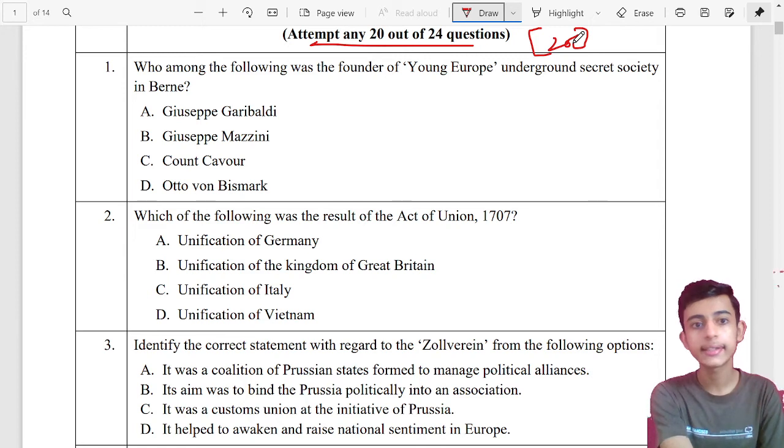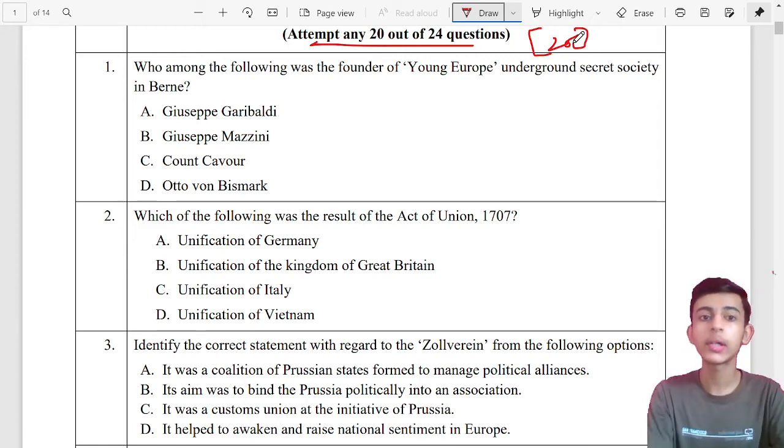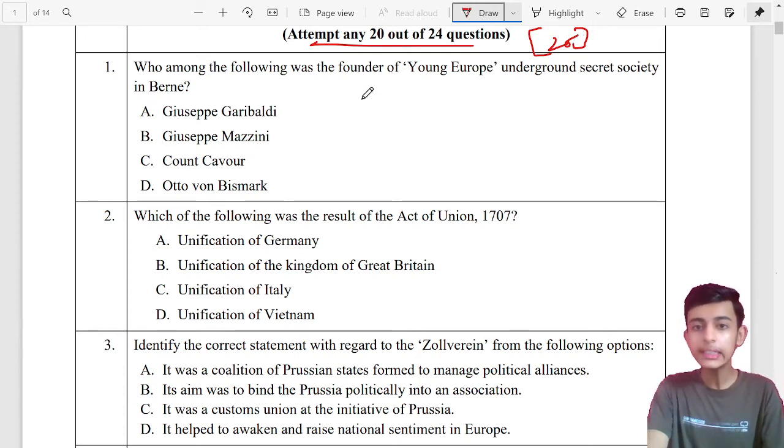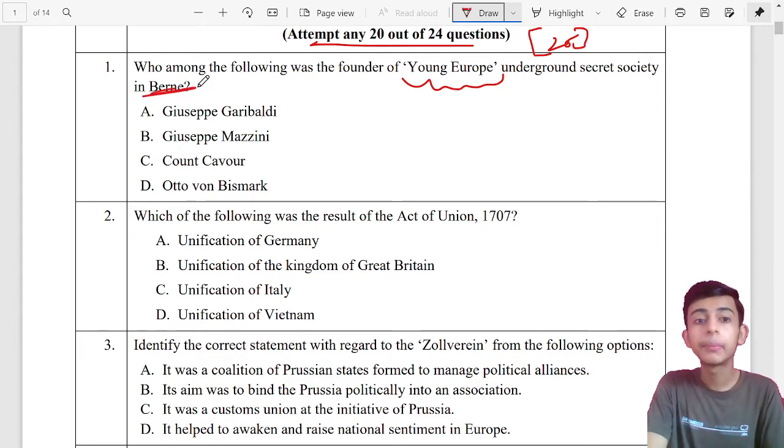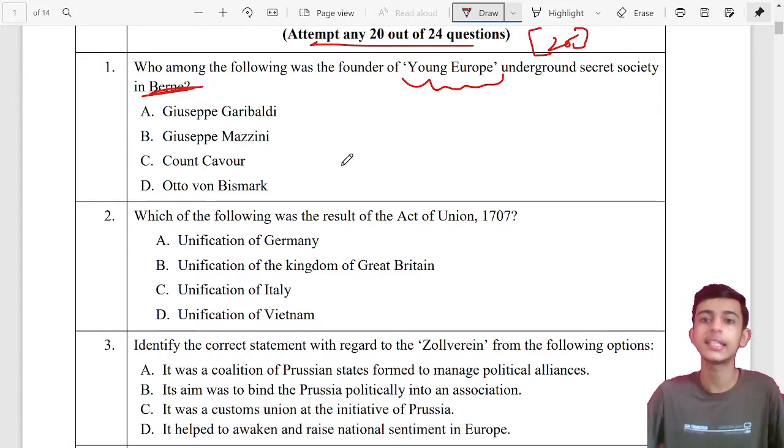First question we are getting started with. Start solving, okay? Who among the following was the founder of the Young Europe underground secret society in Bern? So there was an underground secret society formed by one of the revolutionaries in Bern. So what was that? Young Europe. Who was that founder? Was it Giuseppe Garibaldi, Giuseppe Mazzini, Count Cavour, or Otto Bismarck? Too easy. This is very, very easy. First question. Answers in the chat box.